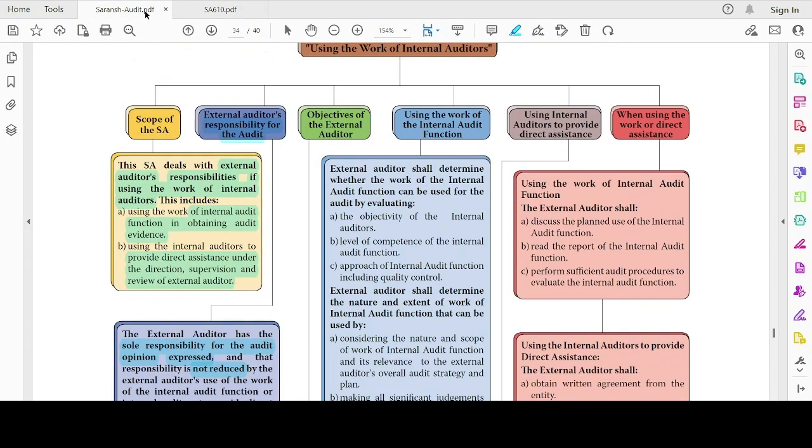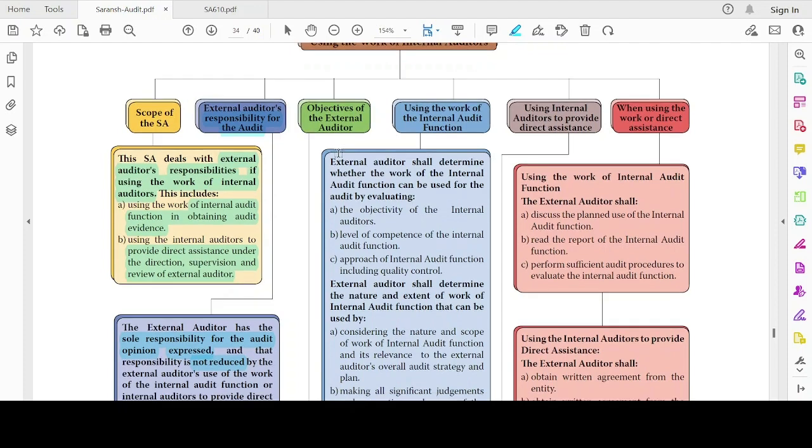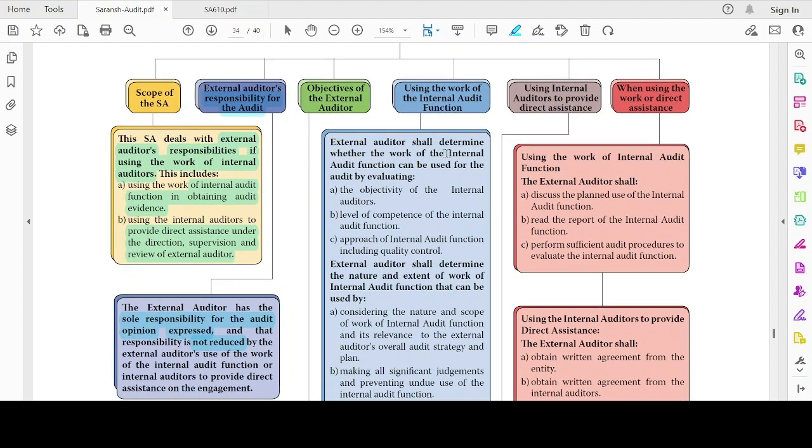Evaluating the internal audit function. External auditors shall determine whether the work of the internal audit function can be used by evaluating the objectivity, the unbiased nature of the internal auditors, the level of competence, and the approach of the internal audit function, including the quality control. That's what we discussed, right? Systematic and disciplined approach.